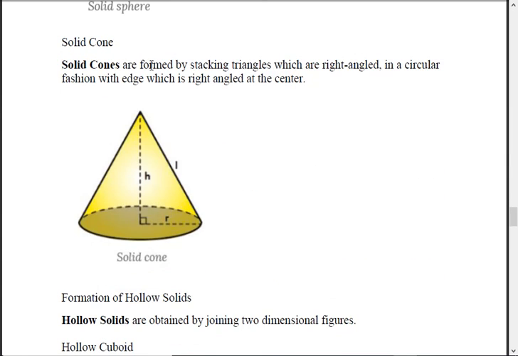Solid cones are formed by stacking right-angled triangles in a circular fashion, with the right angle at the center. See this, these right angle triangles. Take some plate like this, don't change the center, and go on sticking to one another. You will form this cone.